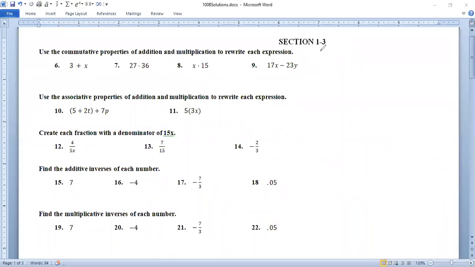Here we are in section 1-3 with the solutions to number 6 through 22. Here we've got all the rules that were listed in the section.